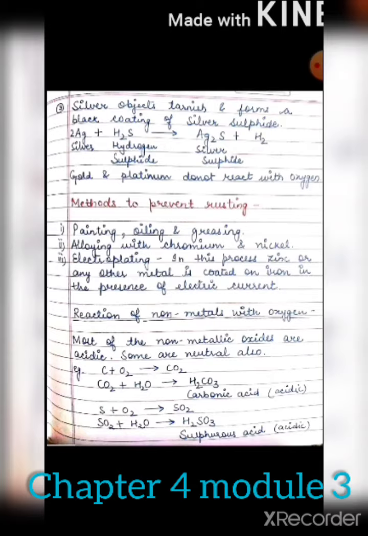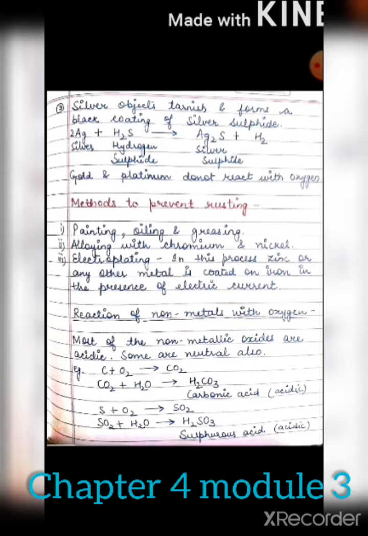An alloy is a homogeneous mixture of metal and non-metal, or it may be two or more metals which are mixed together in molten form, and a homogeneous mixture is made, that is known as an alloy. The alloy has the properties of the constituent metals or non-metal. So with chromium and nickel we can alloy the iron metal, and due to that corrosion or rusting can be prevented. Then third one is electroplating.